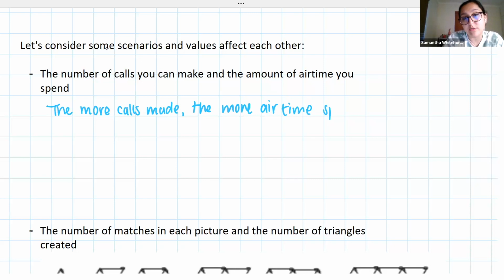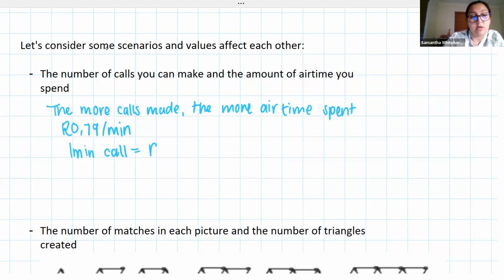Obviously different cell phone providers have different rates. If we look at Vodacom, it is 79 cents per minute. So let's just use some actual numbers here in order to figure out what this means. If you spend 1 minute on a call, you're just going to pay 79 cents. Nice and straightforward. There's nothing wrong with that.